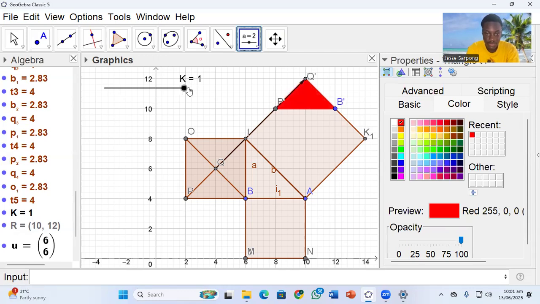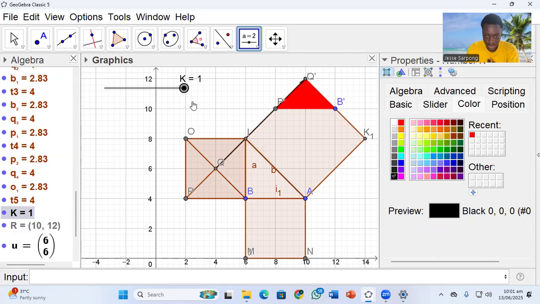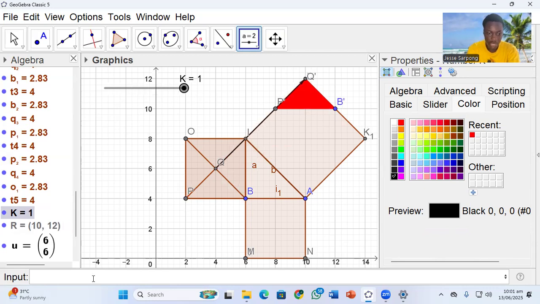This is the first thing we've done. So now when we move our slider, you can see that the triangle is moving. When we move our slider, the triangle is also moving. Okay, so now we will just repeat the same process for the rest of the triangles.